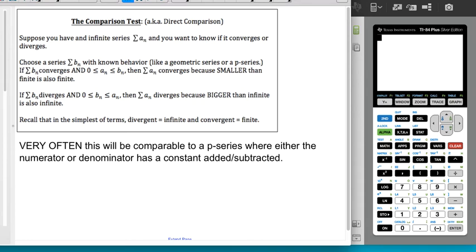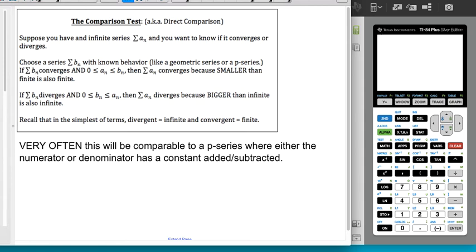Similarly, if you picked a b sub n that diverges, and your b sub n is smaller than a sub n, well, if b sub n diverges, it means it's infinitely large. If a sub n is bigger than infinitely large, it must also be infinitely large, and thus must diverge. So, in the simplest of terms, remember that divergent equals infinite and convergent equals finite. That's an easy way to kind of compare this.